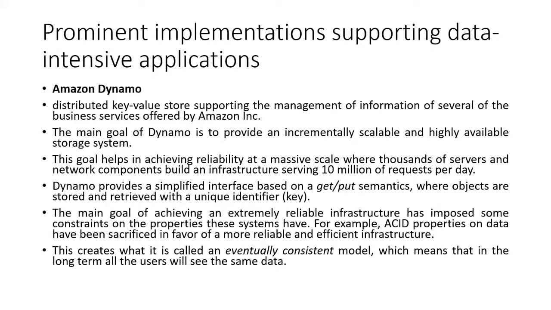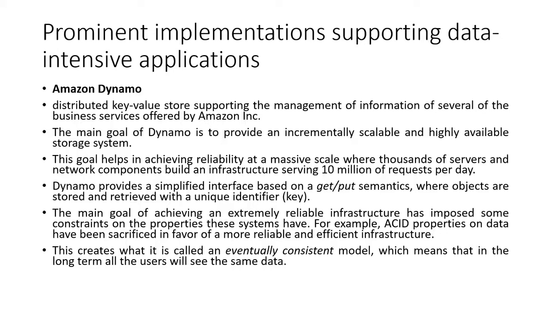The second one we have is Amazon Dynamo. Dynamo is a distributed key value store supporting the management of information of several of the business services offered by Amazon. The main goal of Dynamo is to provide an incremental scale and high availability storage system. This goal helps in achieving reliability at a massive scale, where thousands of servers and network components build an infrastructure serving 10,000 millions of requests per day.